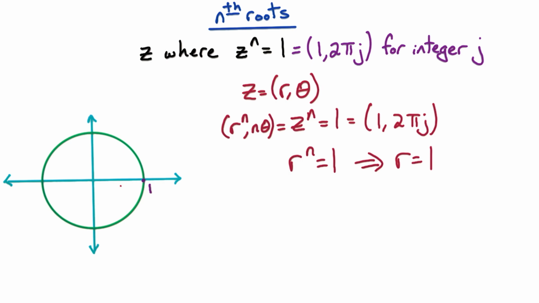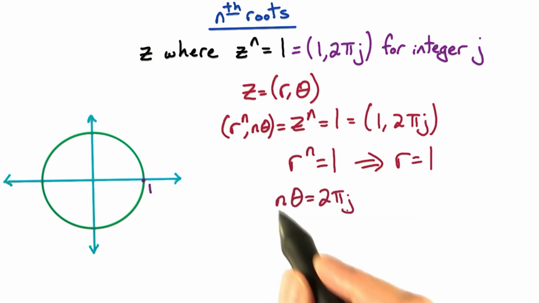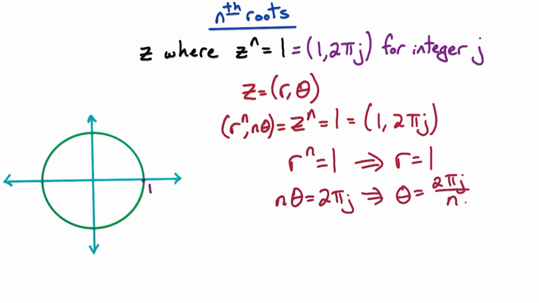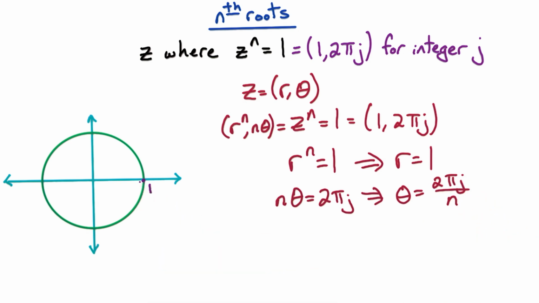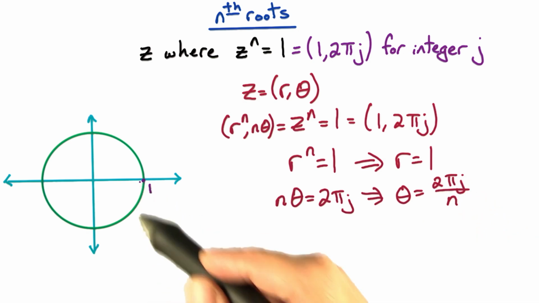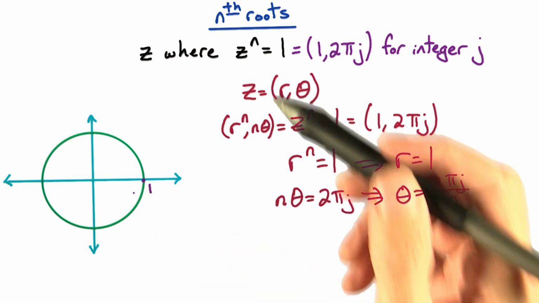Where do they lie in this circle? Well, we've got to look at the angle. n times theta equals 2 pi j. Solving for theta, we have 2 pi j over n. Let's take the case n equals 8 and see what this looks like on the unit circle. The case j equals 0 corresponds to angle 0, so this is the point 1.